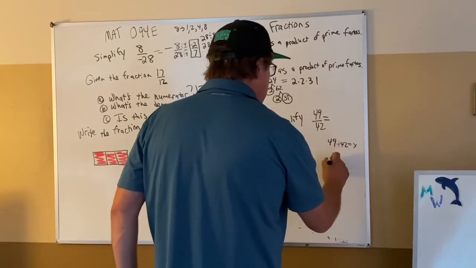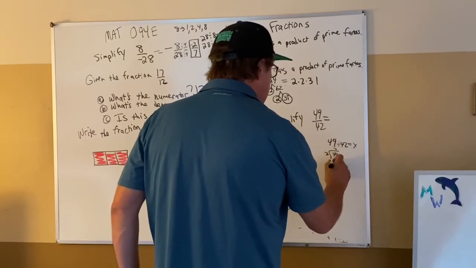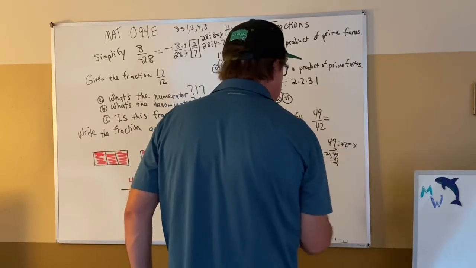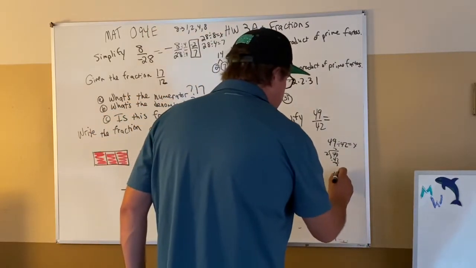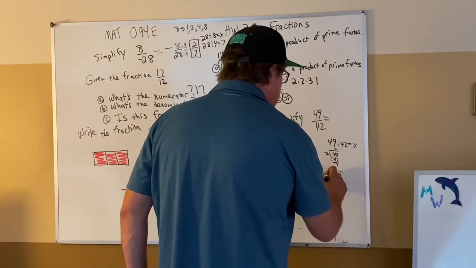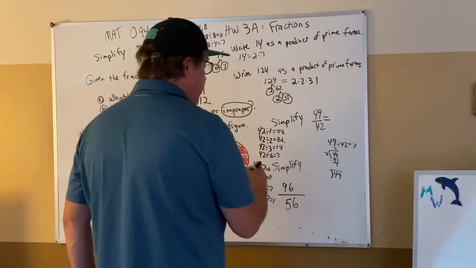49 divided by 21. Maybe I'll give 2 a shot. 42 misses by 7, so that's no good. So 42's out and that's out. I'm going to try 14. 49 divided by 14. When I look at 42, there are 3 14s in there.